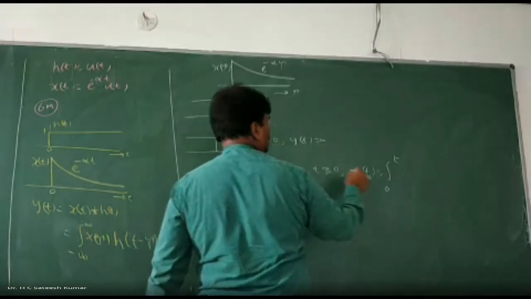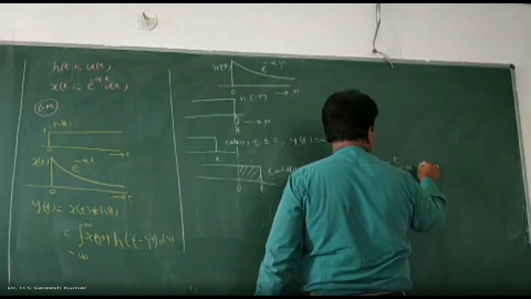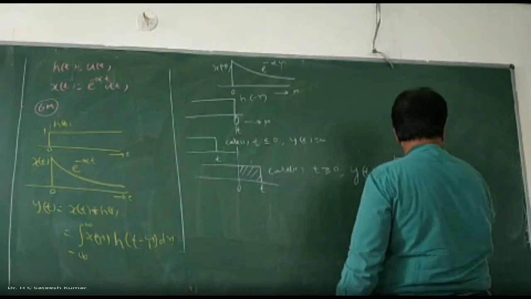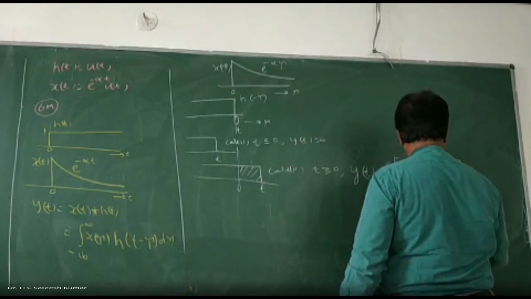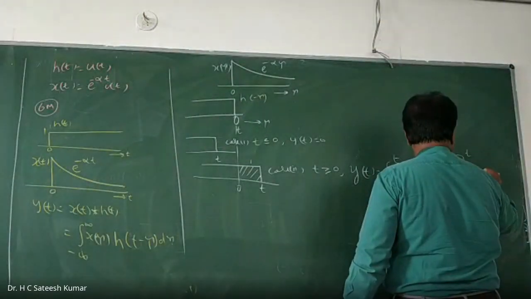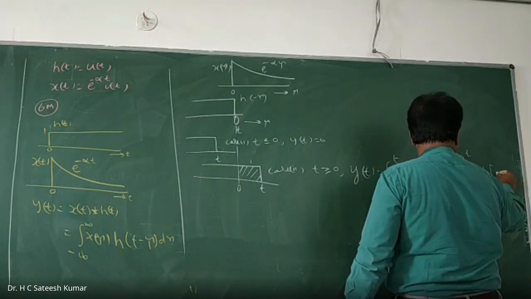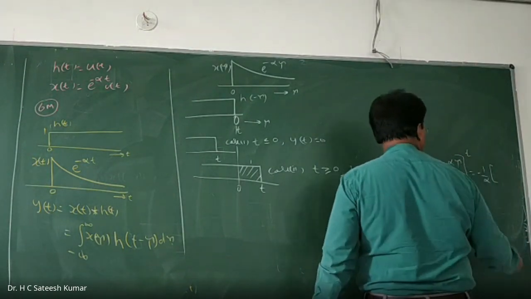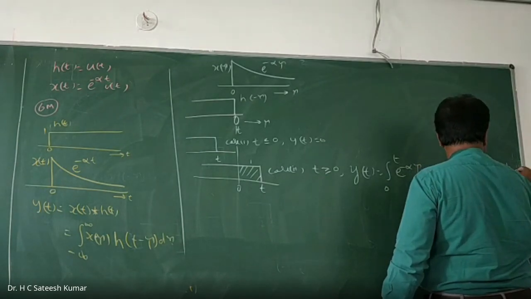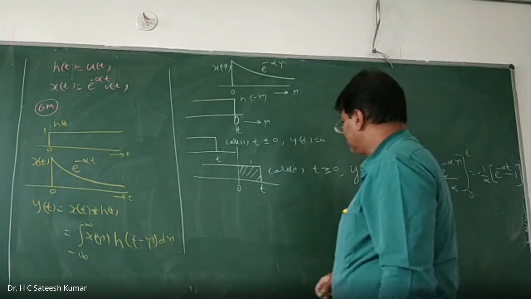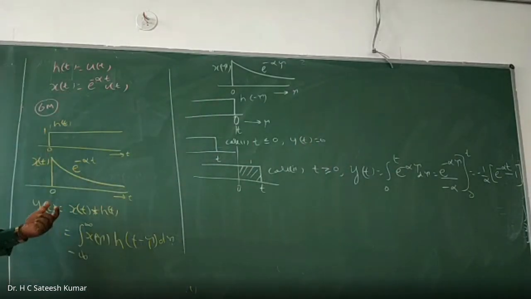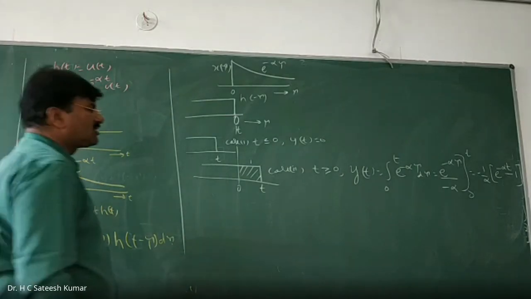1 into e to the power of minus alpha tau d tau, which is equal to e to the power of minus alpha tau divided by minus alpha between the limits 0 to t. Take minus 1 by alpha outside. Upper limit e to the power of minus alpha t minus e to the power of 0, which is 1. That's it. So this is only 6 marks. As the number of cases decreases, marks also decrease.